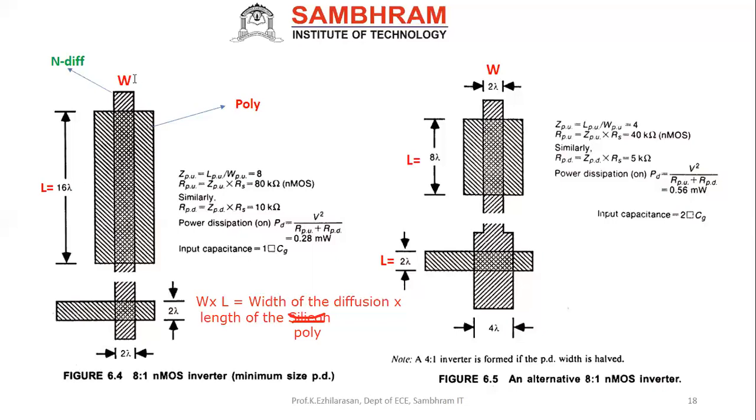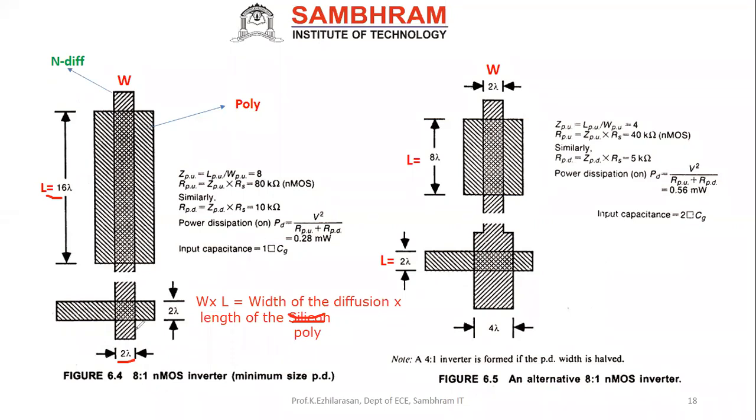Now in this figure, see W. This is your diffusion. The width of the diffusion is how much? 2 lambda. This is your polysilicon. The width of the polysilicon is how much here? It is 16 lambda. This will be your pull up, and this is your pull down.